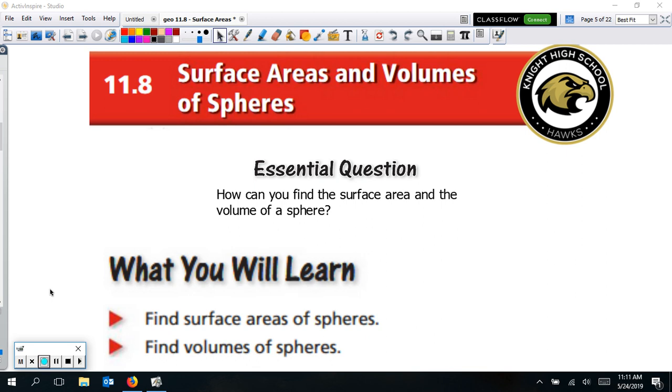Hey geometry students, welcome to our final lesson in chapter 11 on spheres. We're looking for area, surface area, and volumes of spheres. It's going to be kind of similar to the one in the last lesson with the cones, but now the shape is more like a ball. So let's go ahead and look at a cartoon.